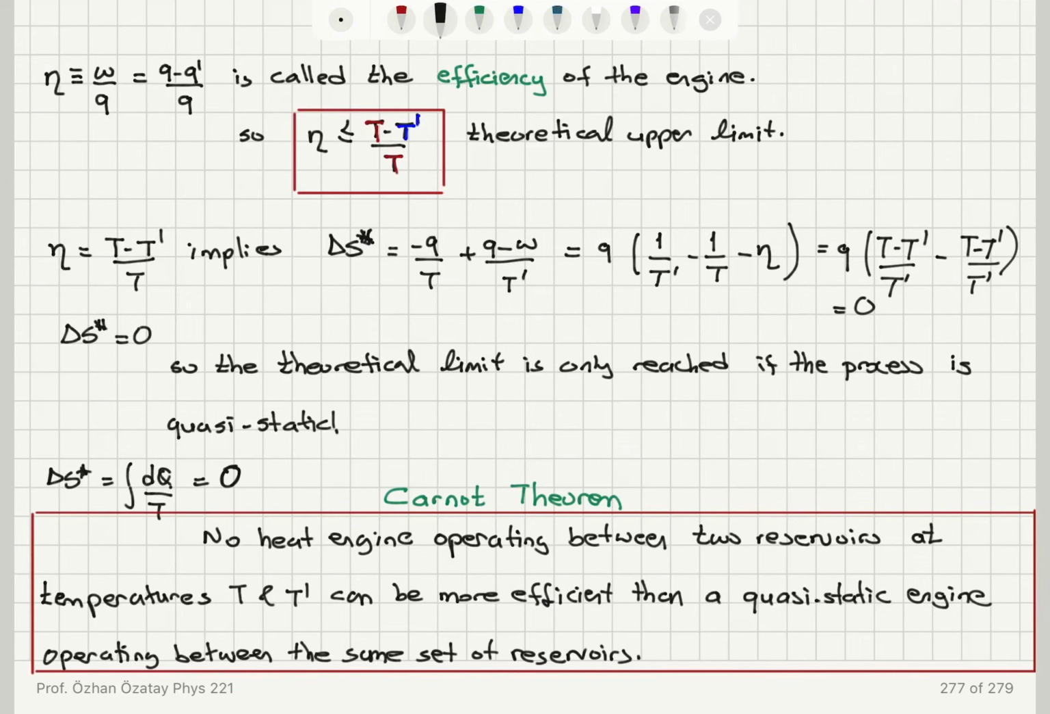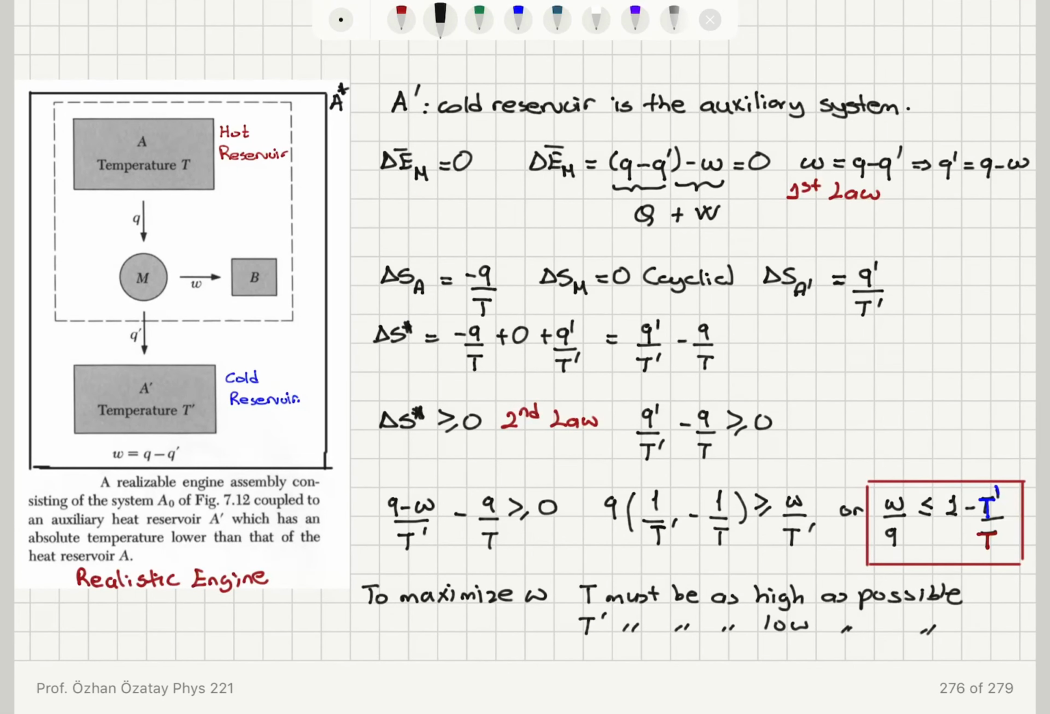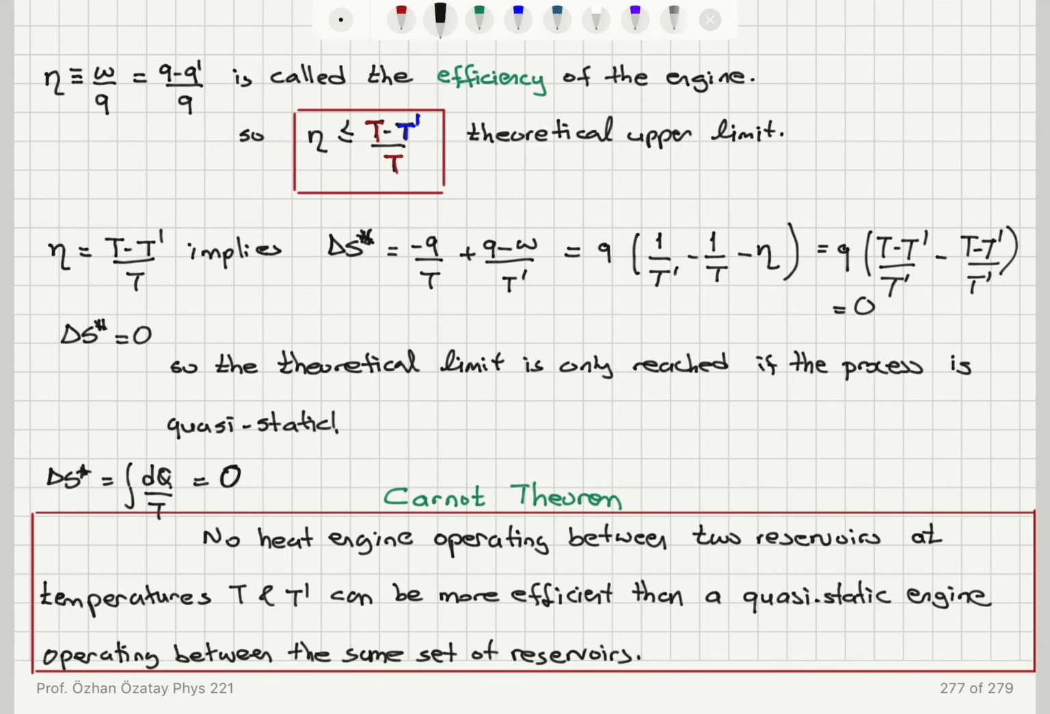And this implies that delta S star, the total entropy change, will be equal to 0. As you know, the total system is isolated and doesn't have heat exchange with its environment, so the process performed on the total system you can call adiabatic, but this says that it also should be quasi-static because the entropy change is going to be 0. So Carnot's theorem states that no heat engine operating between two reservoirs at temperatures T and T prime can be more efficient than a quasi-static engine operating between the same set of reservoirs, which makes sure that the entropy change of the total isolated system is going to be equal to 0.